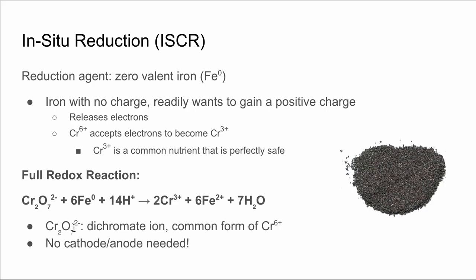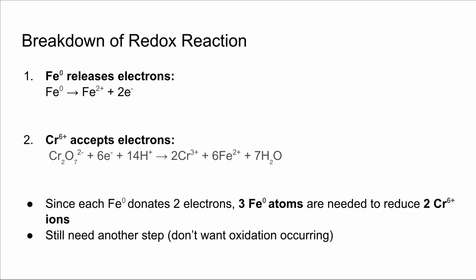And Cr2O7 2- is a dichromate ion, which is a common form of Cr6+, or hexavalent chromium. What's unique or cool about this reaction is you don't need a cathode or an anode, because you're using the flow of the reduction agent. And here's a further breakdown of the redox reaction. So it's a really simple process.